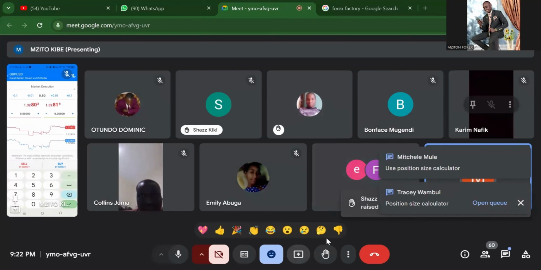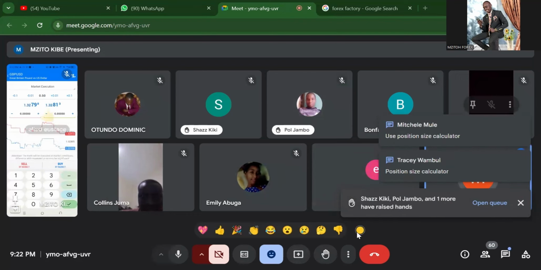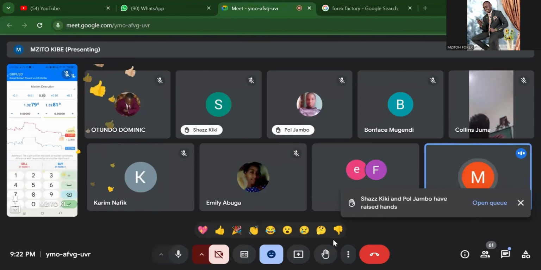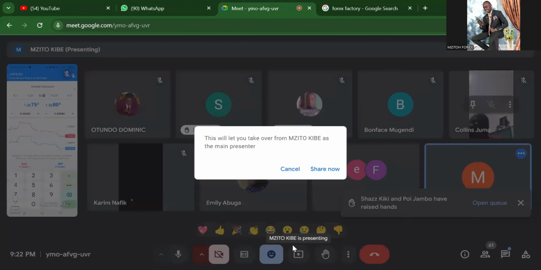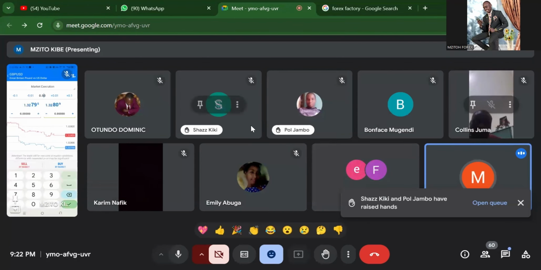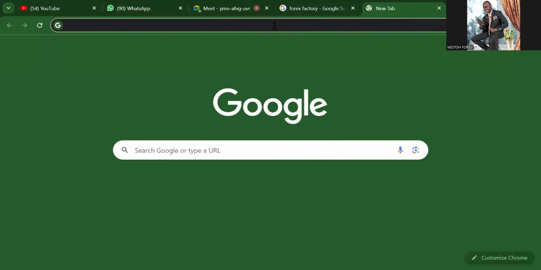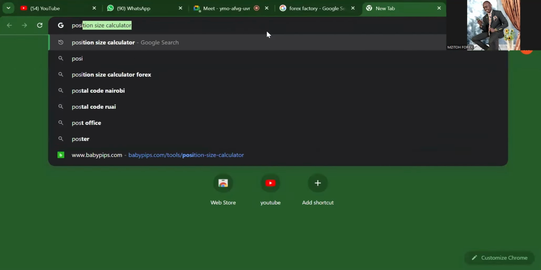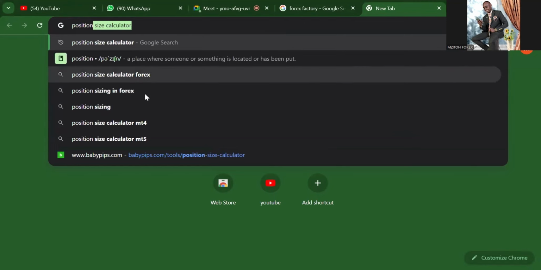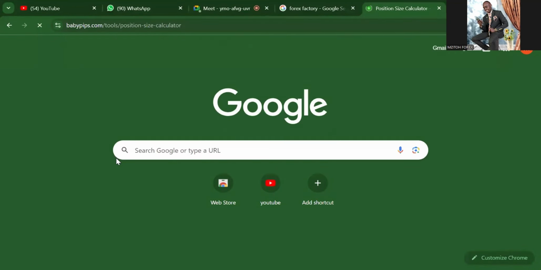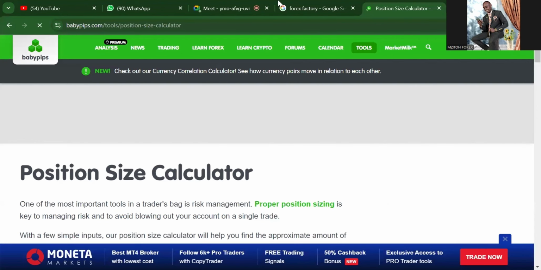Can I recap here before we proceed? Yes. So before you even place the trade, you need to know in my account, what is the correct lot size that I should use? And by doing that, this is what you are supposed to do. Let me share the screen because it's very important for us to know this. We use something called a position size calculator. Make sure that you take note of that.